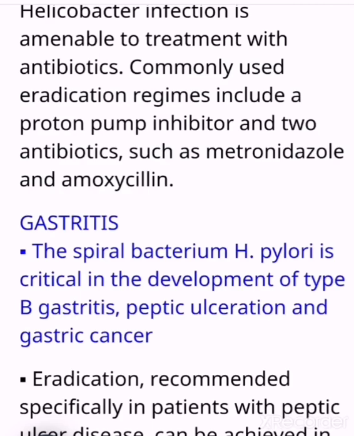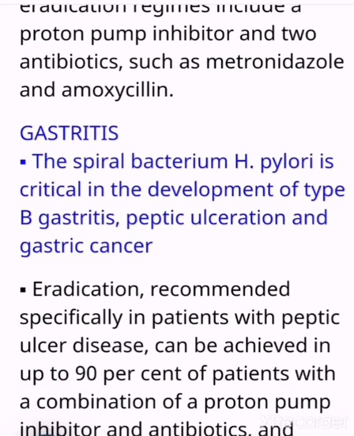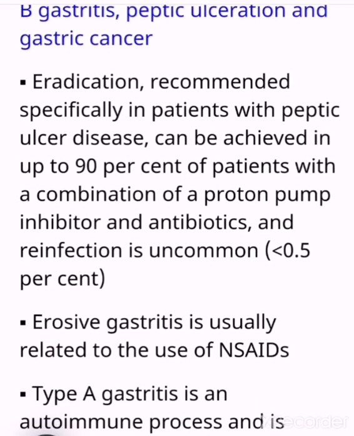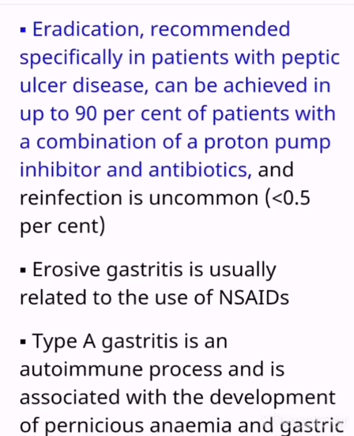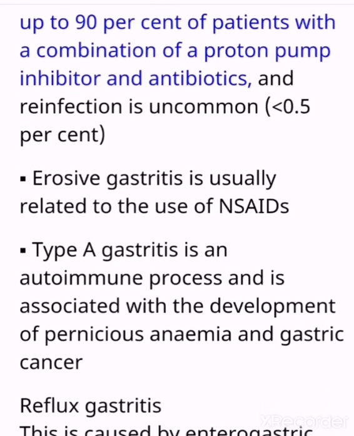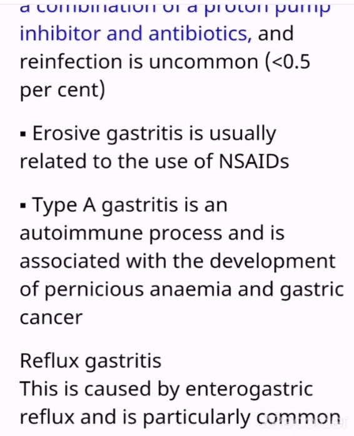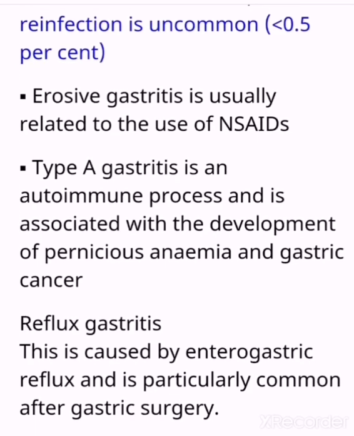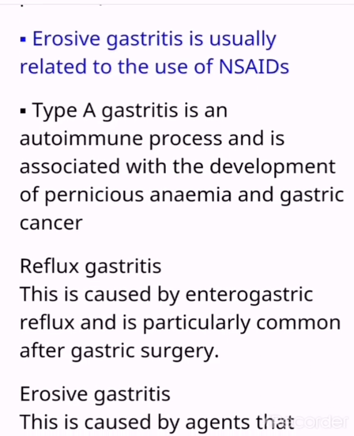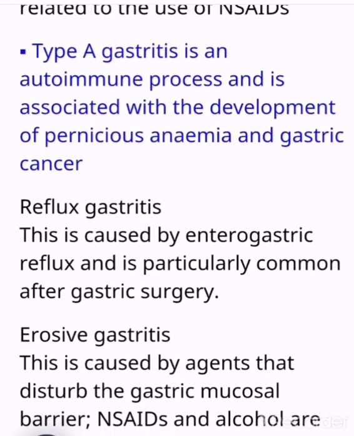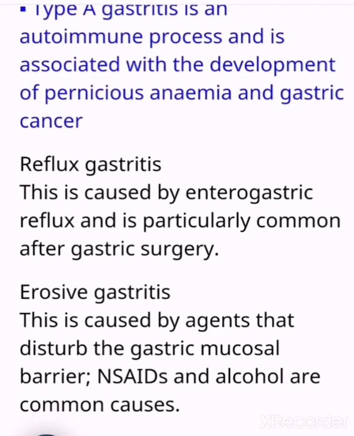Gastritis. The spiral bacterium H. pylori is critical in the development of type B gastritis, peptic ulceration and gastric cancer. Eradication, recommended specifically in patients with peptic ulcer disease, can be achieved in up to 90% of patients with a combination of a proton pump inhibitor and antibiotics, and reinfection is uncommon, less than 0.5%. Erosive gastritis is usually related to the use of NSAIDs. Type A gastritis is an autoimmune process and is associated with the development of pernicious anemia and gastric cancer.